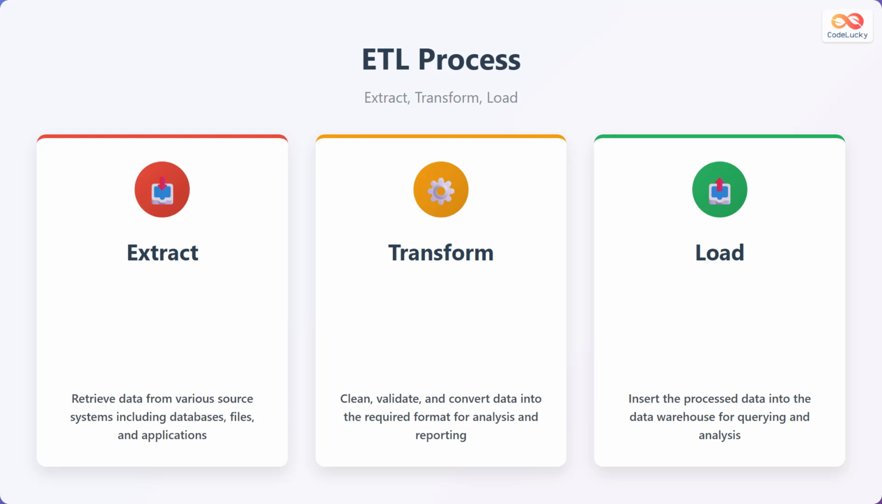The ETL process is made up of 3 steps: extract, transform, and load. First, the extract step involves retrieving data from various source systems, which may include databases, files, and applications. Next is the transform step. In this step, data is cleaned, validated, and converted into the required format for analysis and reporting. The final step is load. In the load step, the processed data is inserted into the data warehouse for querying and analysis.